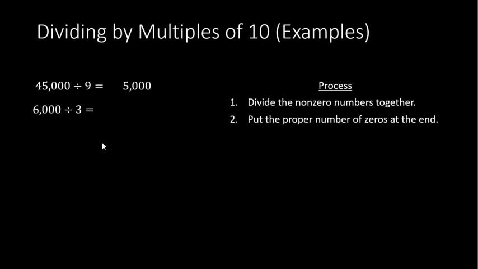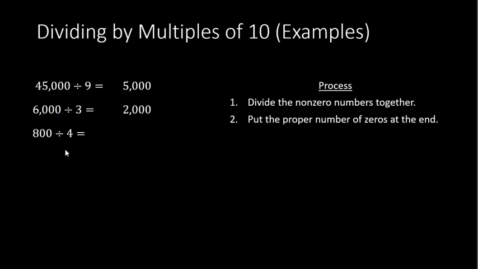Here's another example, and feel free to try this one on your own. Here we have 6,000 divided by 3. Again, your first step is to divide the non-zero numbers. So that would be the 6 and the 3. 6 divided by 3 is 2. And then we add the proper number of zeros. Here we see 3 zeros. So we put 3 zeros at the end, and that gives you 2,000 as your solution.